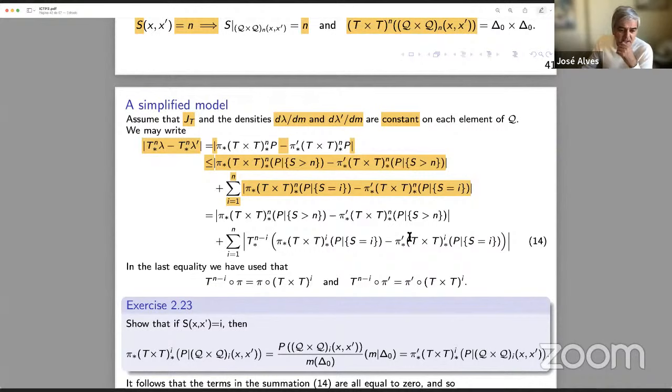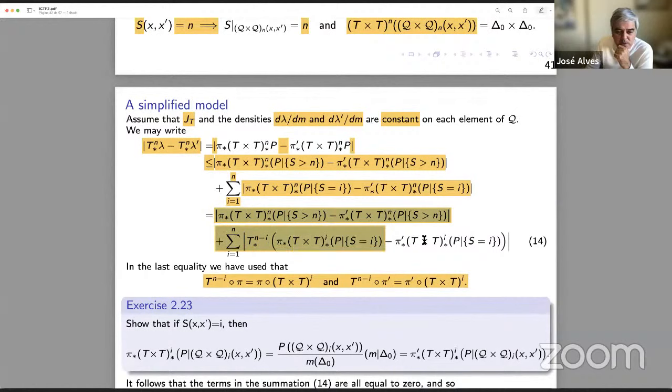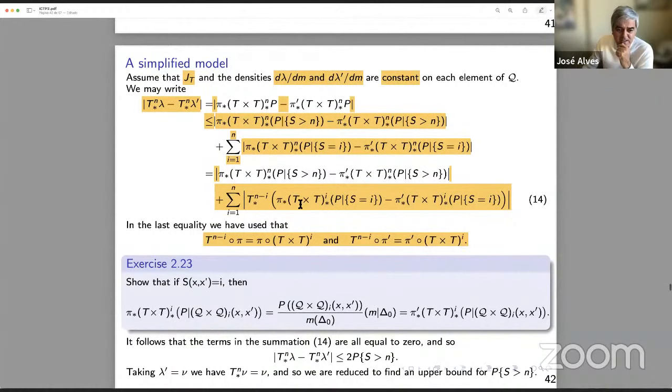Then using these equalities that I'm highlighting now, we can easily deduce that we have this. So this is again an equality. This is the first part, and I didn't change the first part. What we changed was in this part I'm highlighting now, and the reason is because of this. But now let's look at these terms. I have T star, n minus i, and that's because of this relation here. I put this in evidence, and I have this difference here.